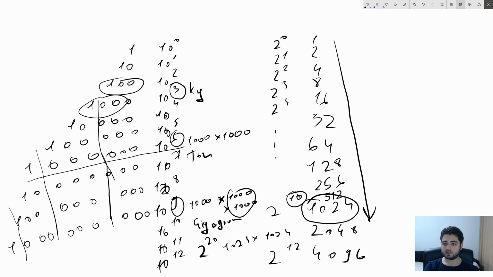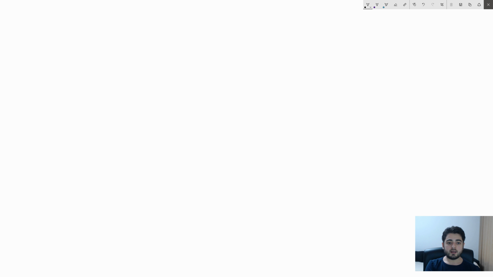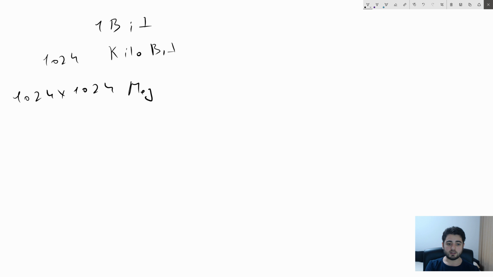So what we're going to do now is I'm going to remove everything, and we're just going to do this thing with bits. So we're going to have 1 bit over here, and 1 bit times 1,024 is going to be kilobits, and 1,024 times 1,024 megabits, and so on and so on. And then we have giga and whatever.